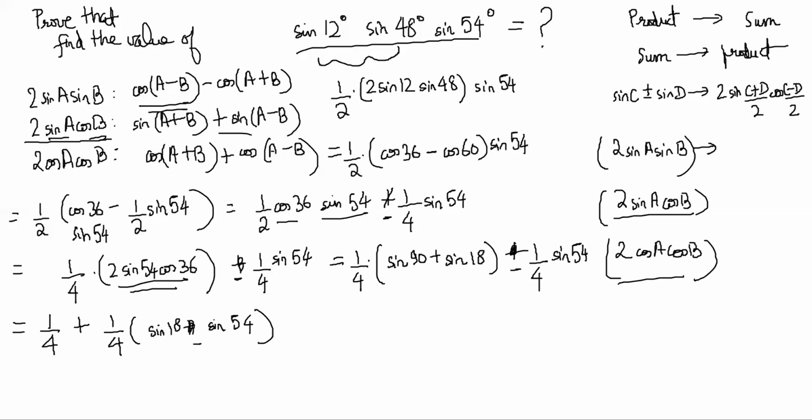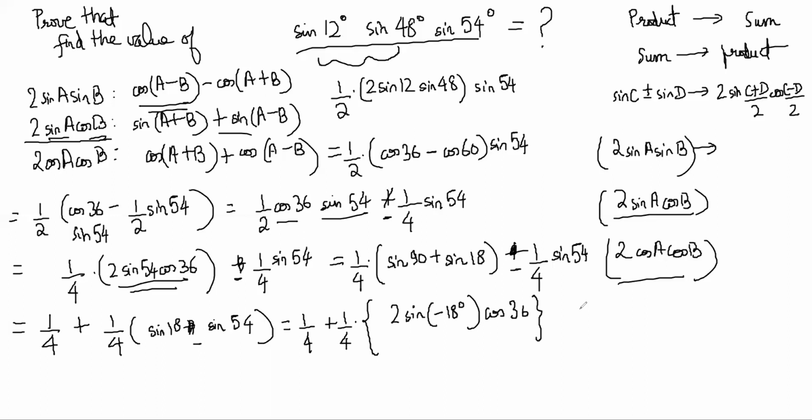So then what will you do next? We can convert it into the sin C minus sin D formula, right? So it becomes 1 by 4 plus 1 by 4. Sin C minus sin D is 2 sin of C minus D by 2, 18 minus 54 by 2, so 2 sin of minus 18, right? And cos of C plus D by 2, which is 54 plus 18, 72 by 2, so cos 36, correct?